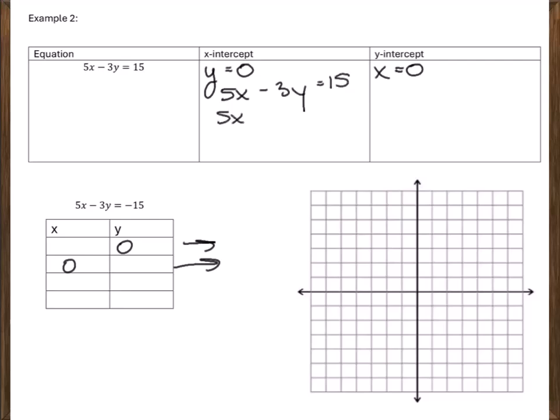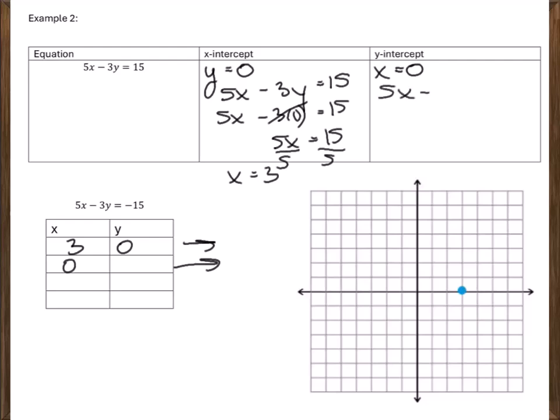If y is equal to 0, we end up with 3 times 0, which of course is just 0. So we have 5x is equal to 15. Dividing both sides by 5, we find that x is equal to 3. So that means our x-intercept is at (3, 0). That's that dot right there. Now we look at the y-intercept.